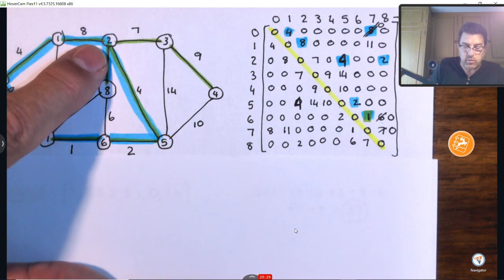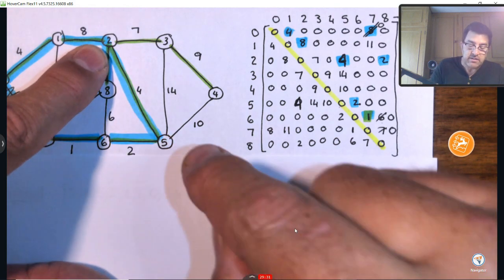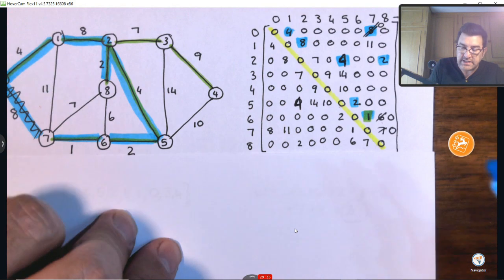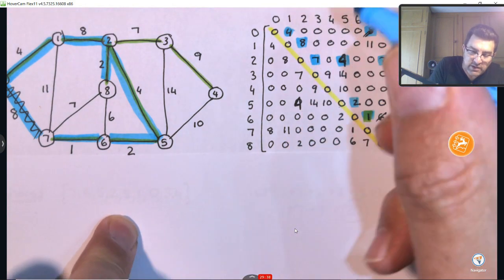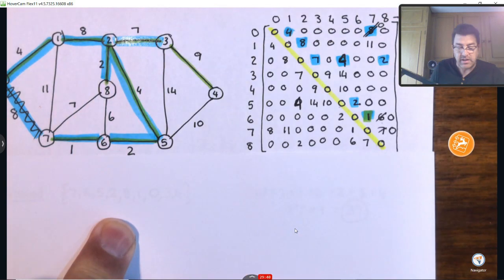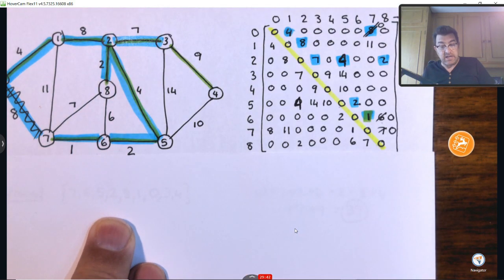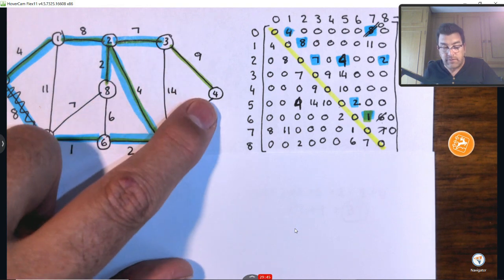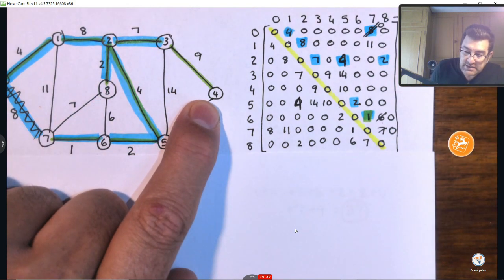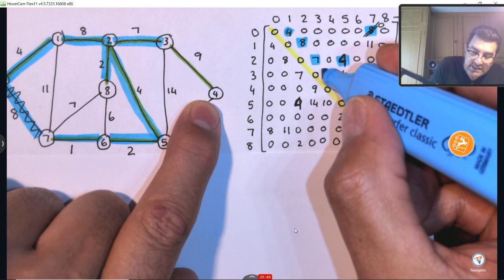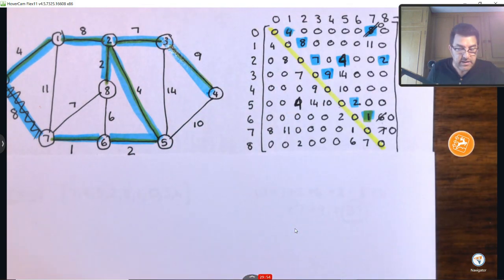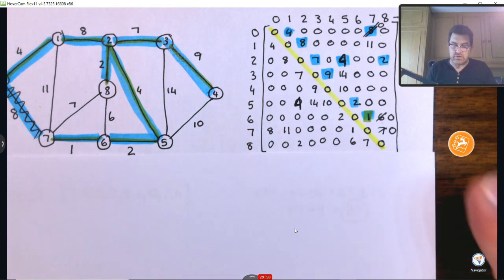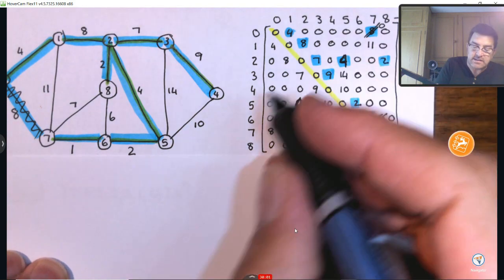The quickest way there will be, let's see, if I take the next highest number, which will be this 7, to get from 2 to 3. There we go. And then I can go to 4 with the next highest number, which in this case is 9. Connects 3 and 4. So there's my minimum cost, or my minimum spanning tree, using an adjacency matrix.